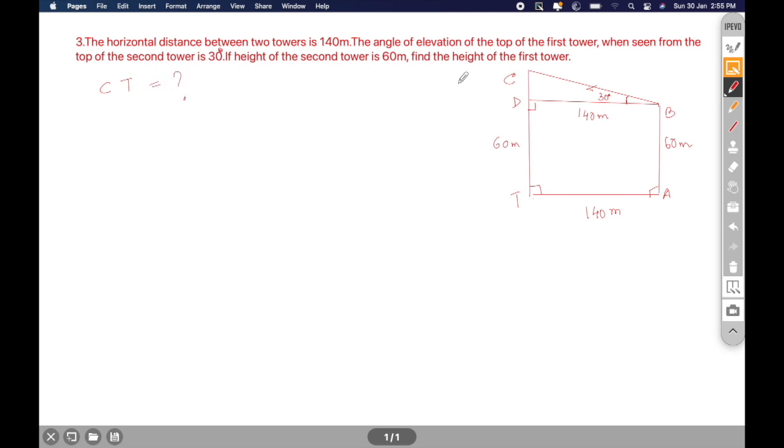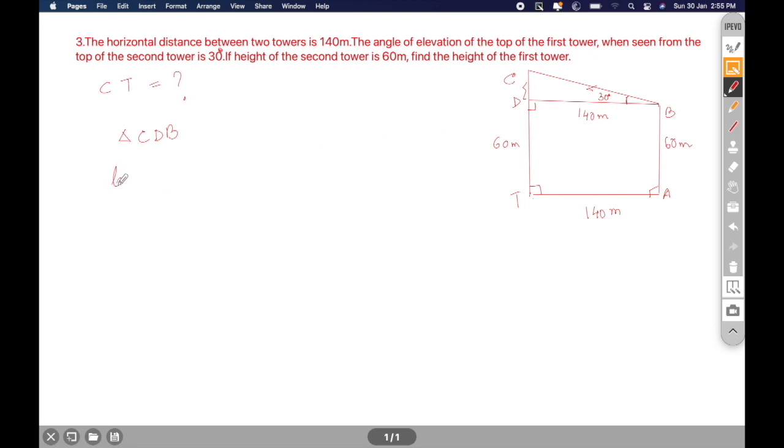Now again over here we have the right angle triangle CDB. So we have only one right angle triangle CDB here, right? So we need CD, because DT is already known. If we can find out CD, our work is done. So CD is the perpendicular, DB, that is 140 meter, is the base.